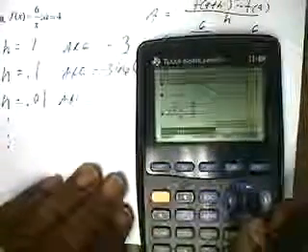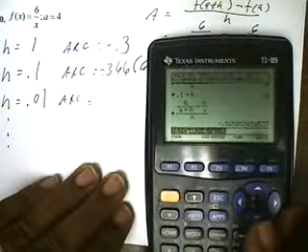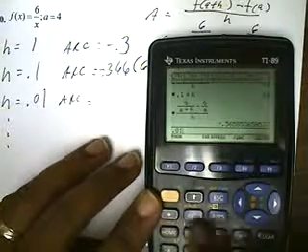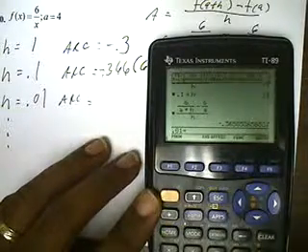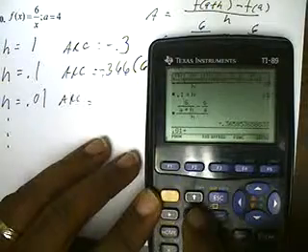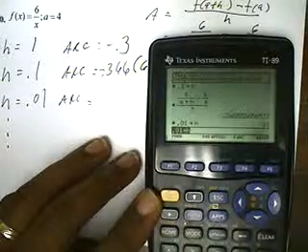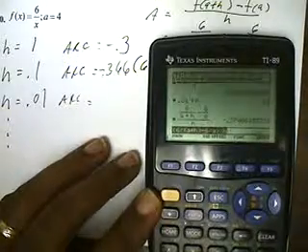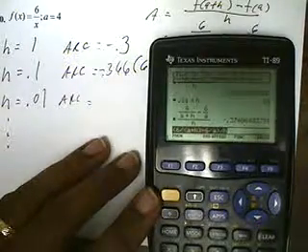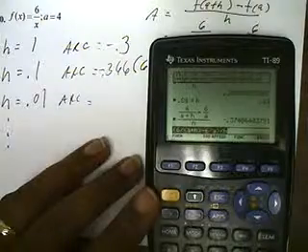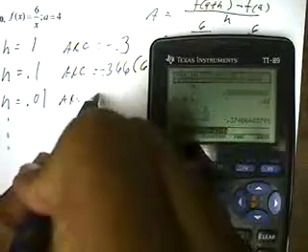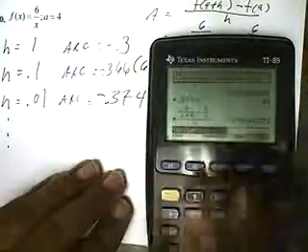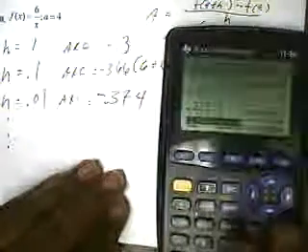Next, we want h to be 0.01. So let's store 0.01 into alpha H, and then bring back our formula. Again, there it is. Hit enter. And this time we got negative 0.3740, so I'll just say negative 0.374. Hope that helps.